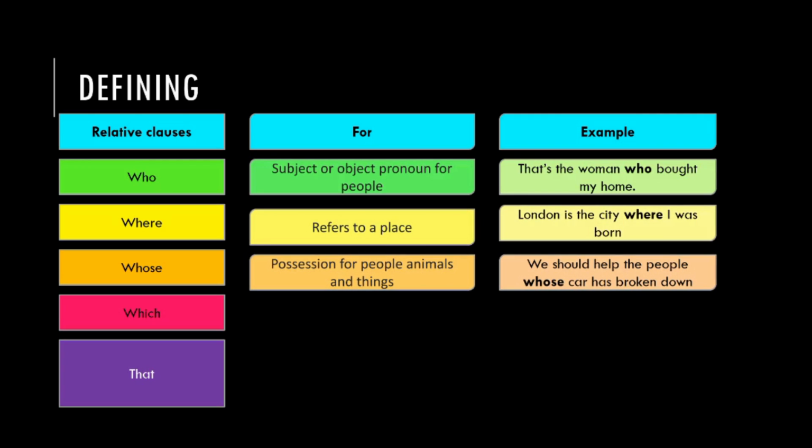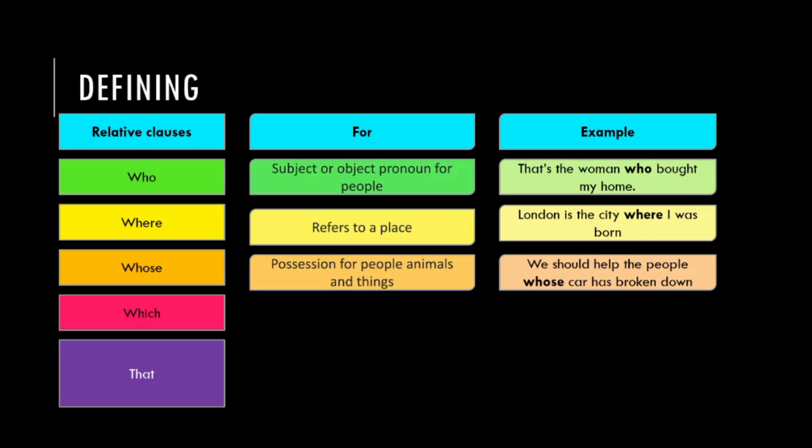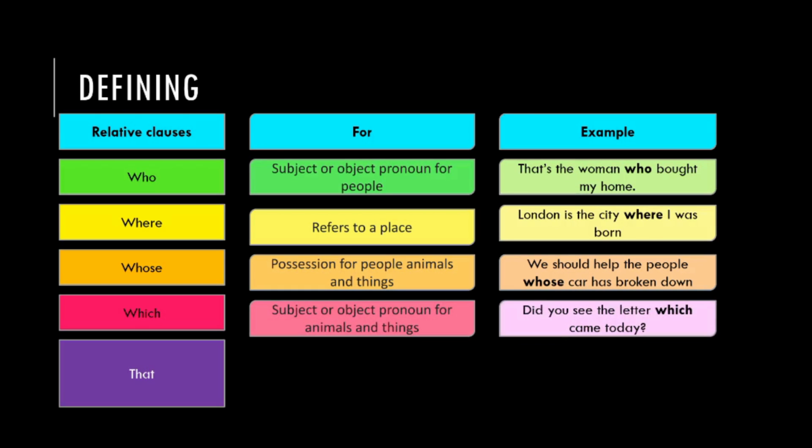Whose shows possession for people, animals, and things. Example: we should help the people whose car has broken down. Which is used as a subject and object pronoun for animals and things. Example: did you see the letter which came today?